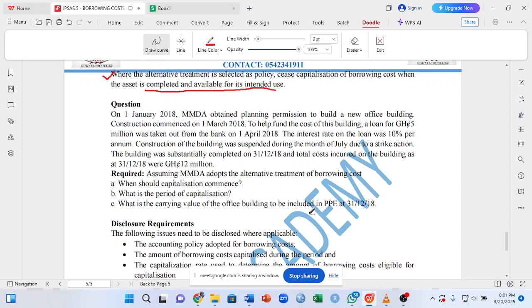The interest rate on the loan was 10% per annum. Construction of the building was suspended during the month of July due to a strike action. The building was substantially completed on 31st December 2018, and total cost incurred on the building as at 31st December 2018 was 12 million. Required, assuming MMDA adopts the alternative treatment of borrowing costs: A. When should capitalization commence? B. What is the period of capitalization? C. What is the carrying value of the office building to be included in PPE at 31st December 2018?